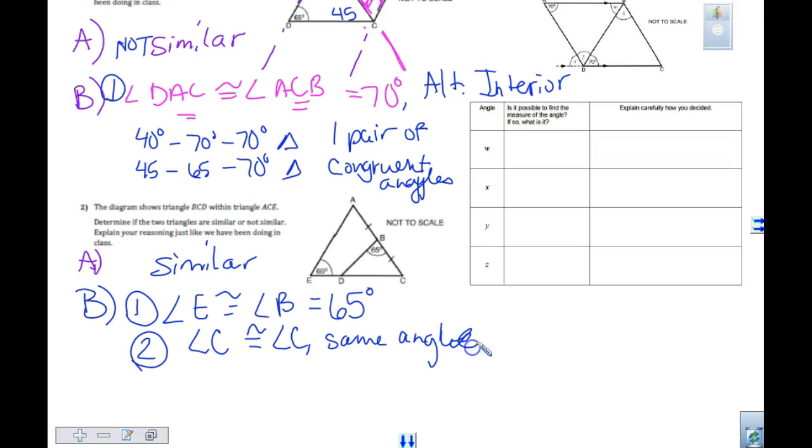Here, if we were looking at this one, why? Because of the marks, right? This was our given information. It's because these were marked at 65. So we now have two congruent angles. So now I need to say that my triangles are similar.